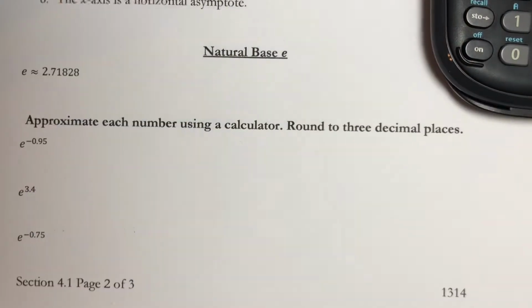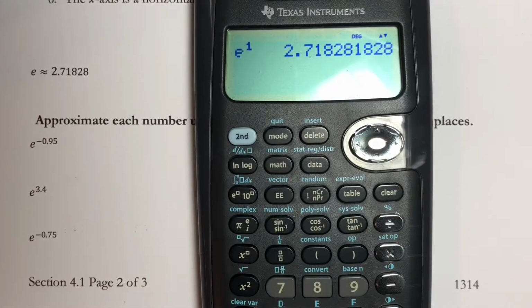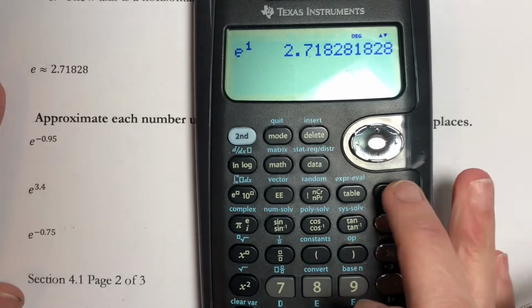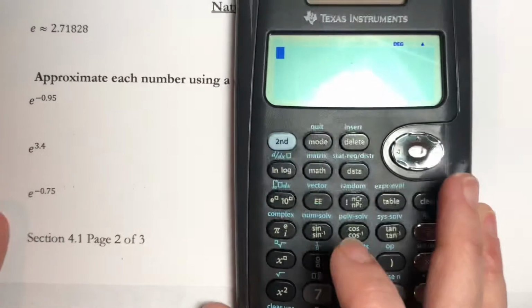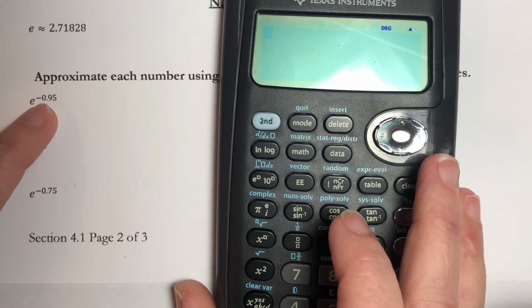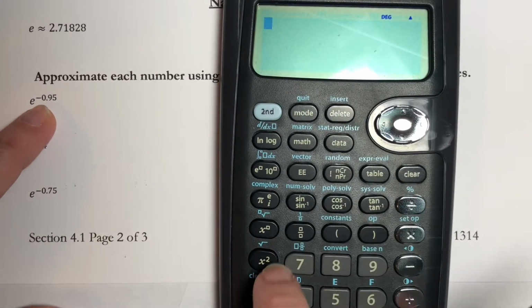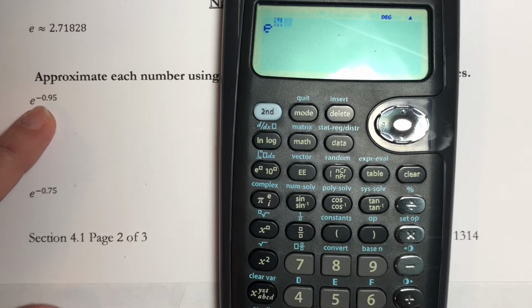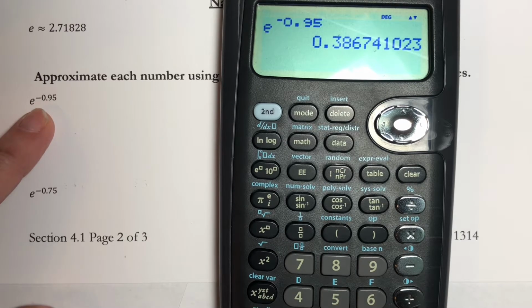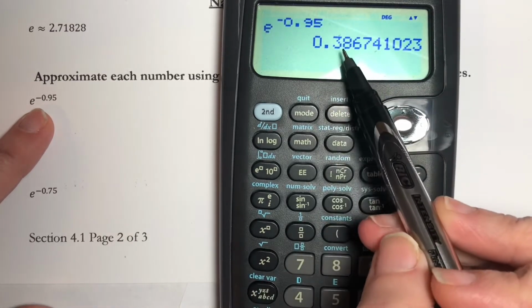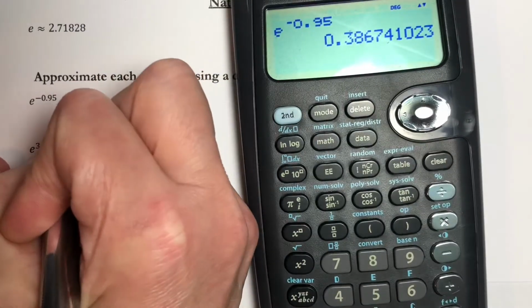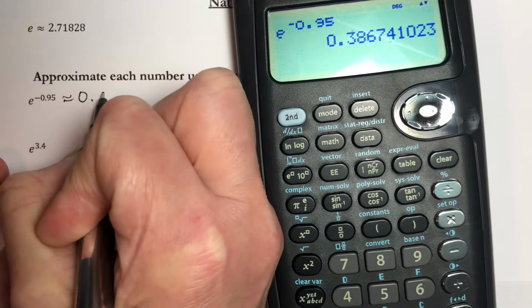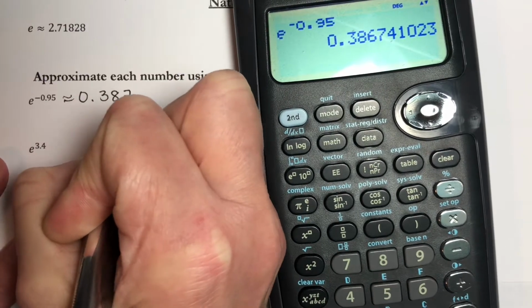Okay, so let's use our calculators to approximate each of these values. We're supposed to go to 3 decimal places. I want to approximate E to the negative 0.95. E to the negative 0.95 is approximately 0.38. That's a 7, so this becomes a 7. So this is approximately 0.387.